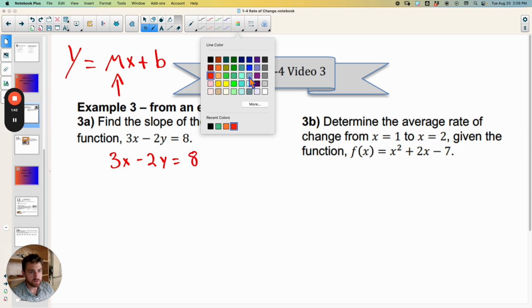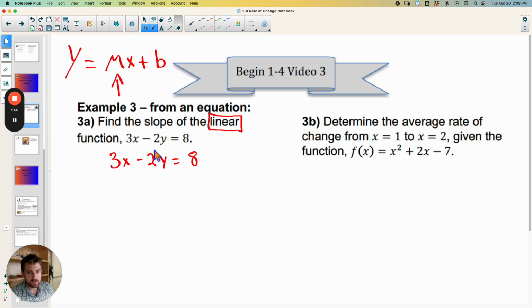So the first thing I want you to do is circle negative 2y, and I want you to draw a vertical line through that equal sign. Okay? So we do not want to touch this right now. We want to get y by itself. And right now the negative 2 is with it. So we want to do something to this 3x first.